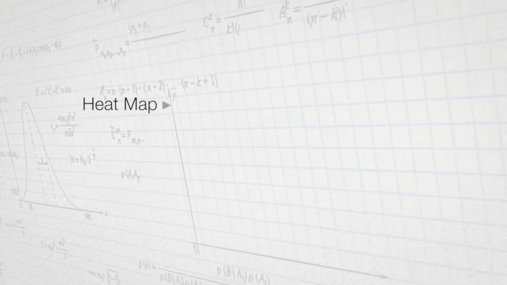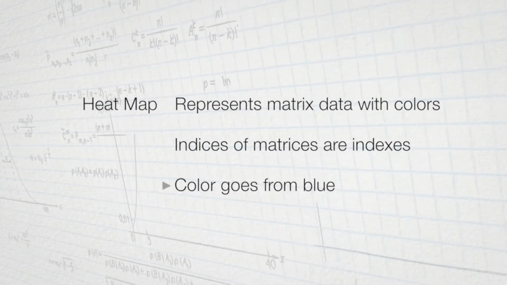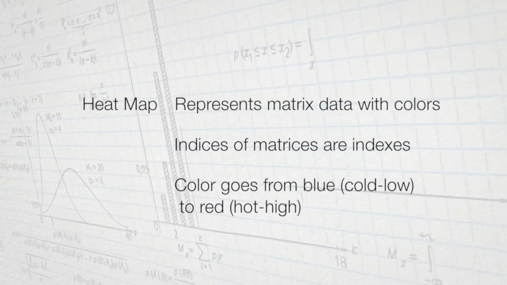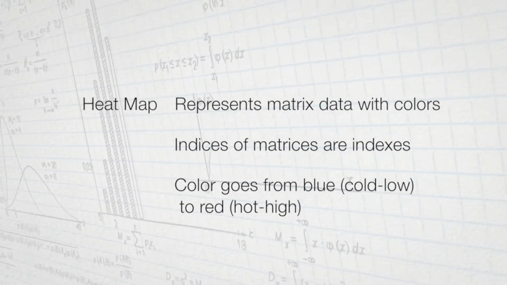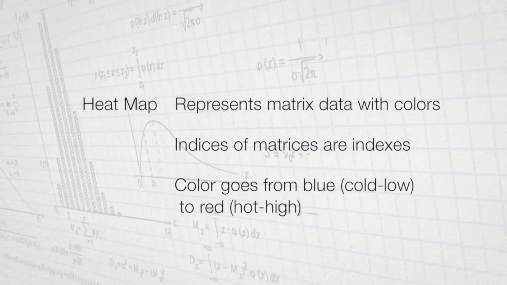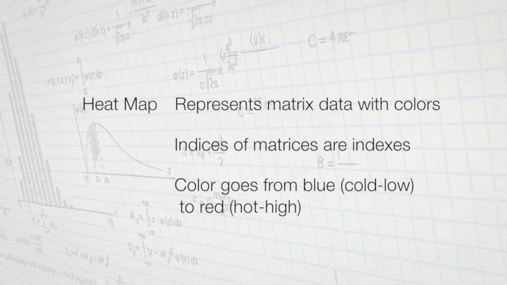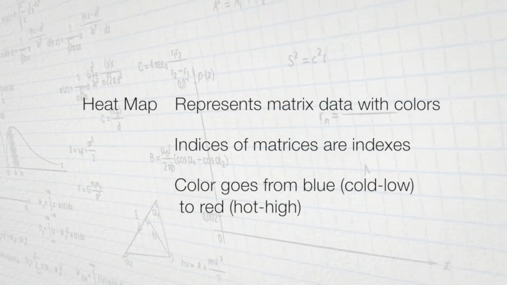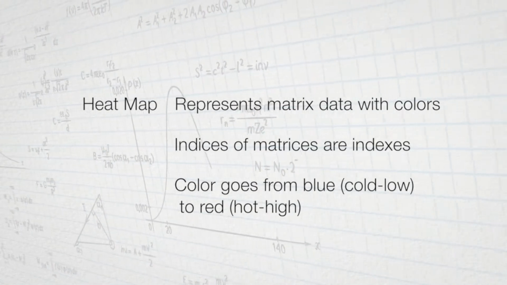So a heat map is a pictorial representation of a matrix with colors. The indexes of the matrix are the X and Y values of the chart. And the color of the chart goes from blue for your low values, meaning sort of cold, to red for the high values, meaning hot, hence the term heat map. And you'll see what that means here in some of our examples.